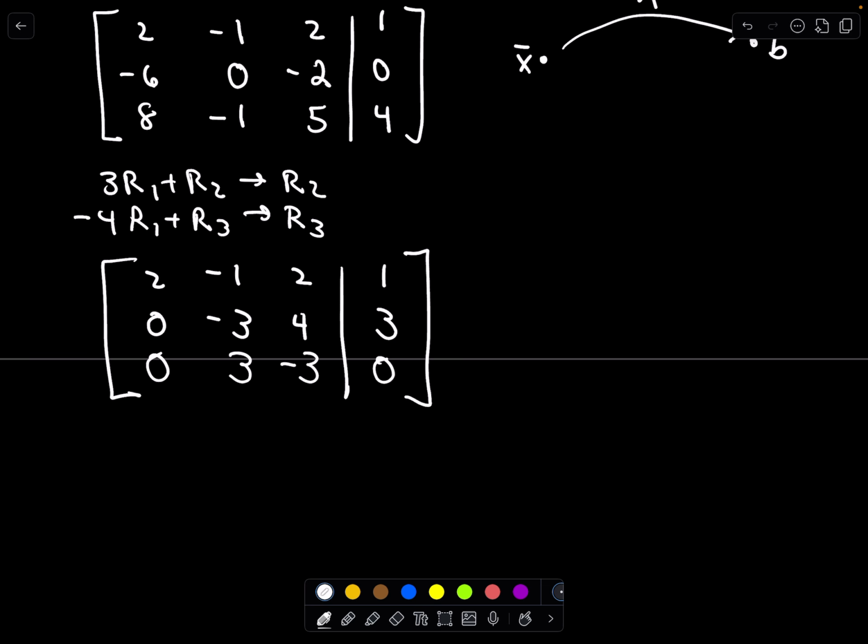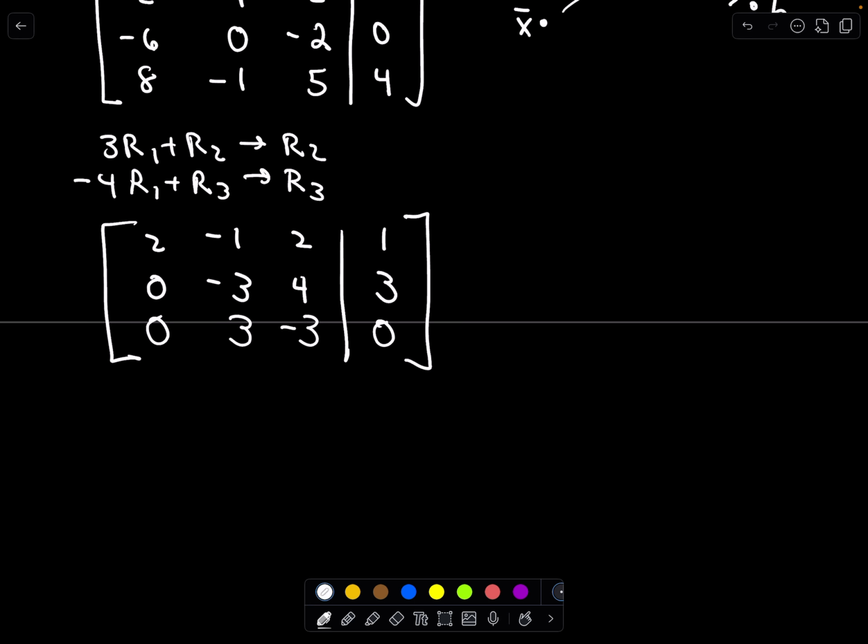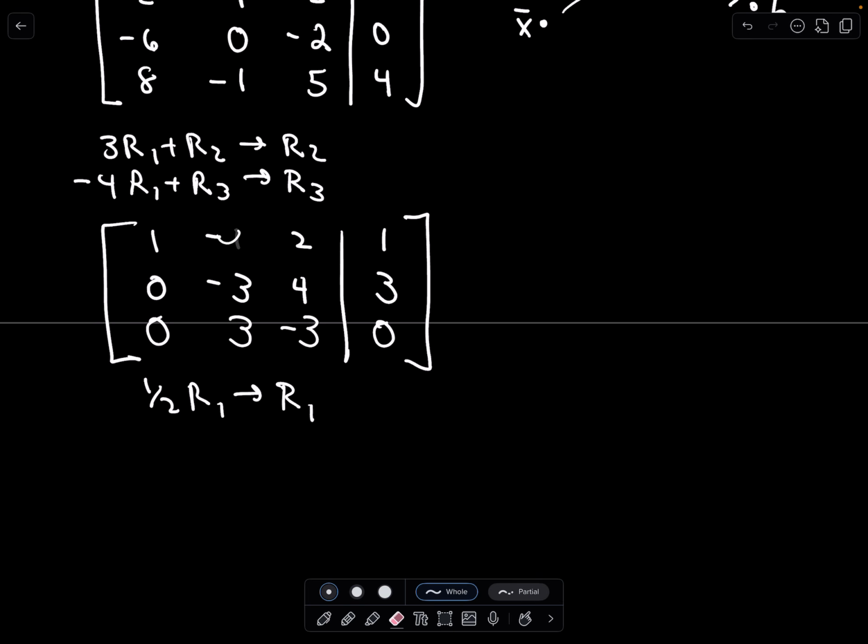Now you could go ahead and do some simplification. I guess we'll go ahead and do that. So I could divide all of the entries in the first row and make that my new first row. So the 2 would turn into a 1. The negative 1 would turn into a negative 1/2. The 2 would turn into a 1. And then the 1 would turn into a 1/2.